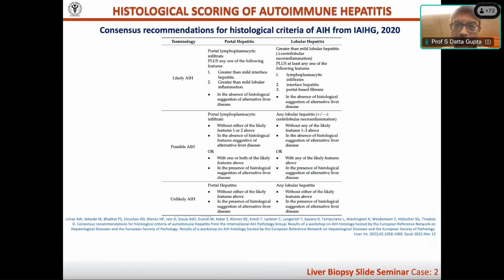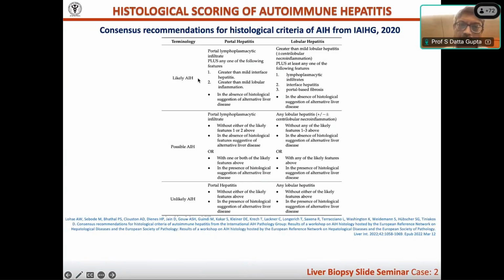The latest recommendation came from the International Autoimmune Hepatitis Group, where a lot of authors from all over the world joined together in 2020. They recognized 2 forms: lobular hepatitis, where the inflammation is mainly in the lobule, and portal hepatitis, where there is mainly portal inflammation. So they recognized it can be either both or any one of them. Even then you can make the diagnosis of autoimmune hepatitis.